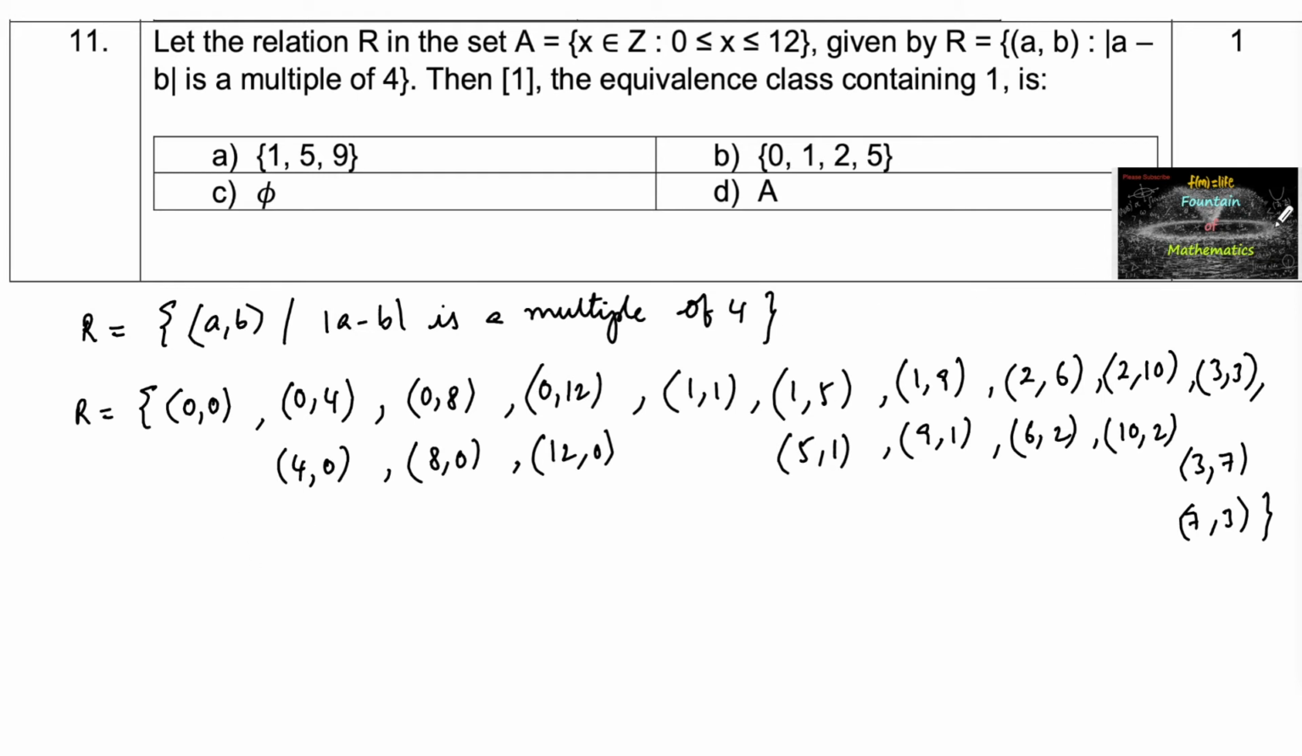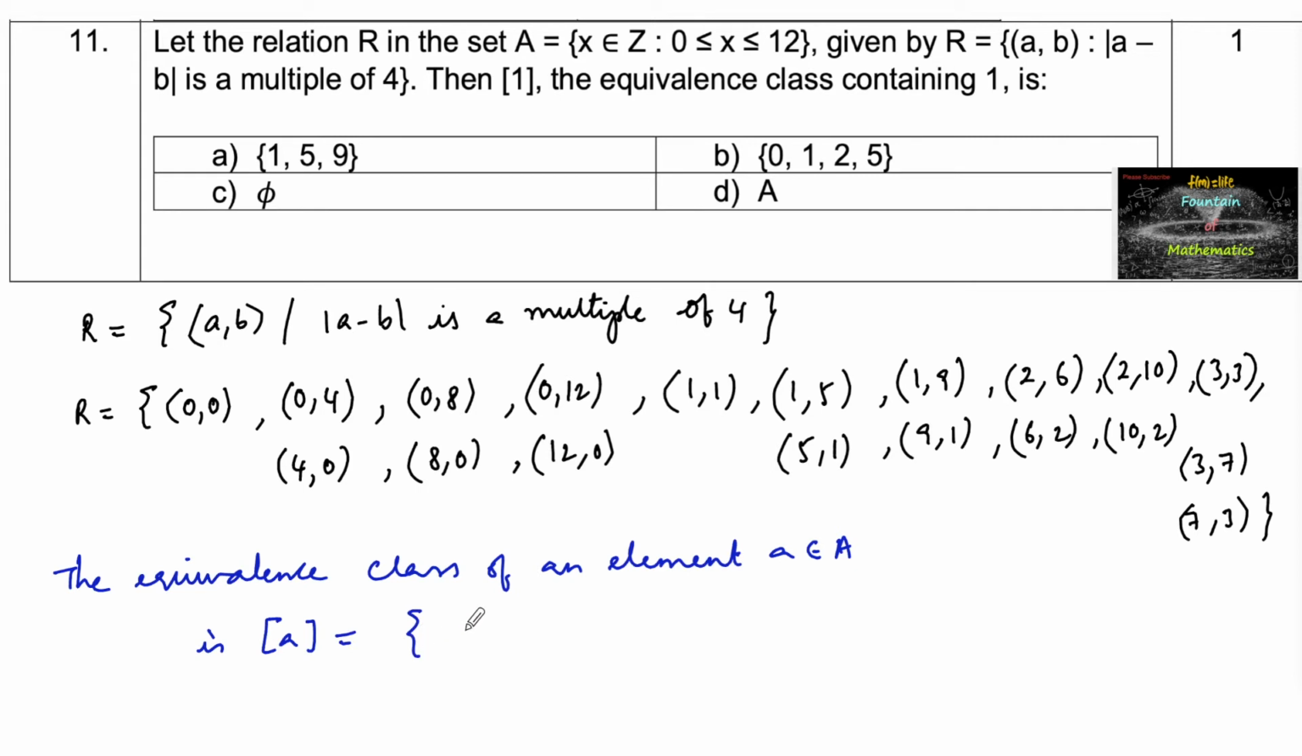So among these many ordered pairs, we need to find the equivalence class containing 1. The equivalence class of an element a belongs to A is given by square bracket of a equal to an element b belongs to the set A such that a comma b belongs to the relation. So we need to find ordered pairs which are related to 1.